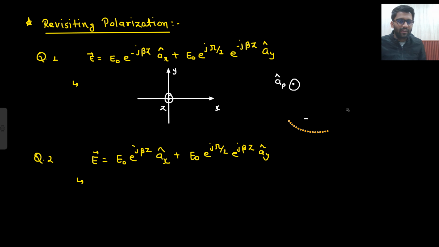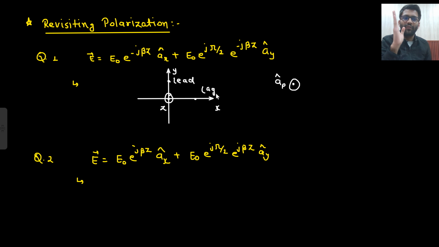Here it will take some time, right? But for doing it quickly, what we need to see is who is leading here. Y is leading here, so I am marking this as lead. Why is Y leading? Because Y has a phase of plus pi by 2. So Y is leading, and who is lagging? X is lagging.